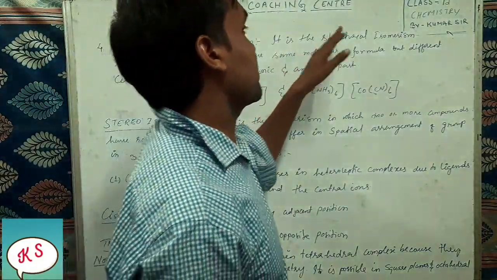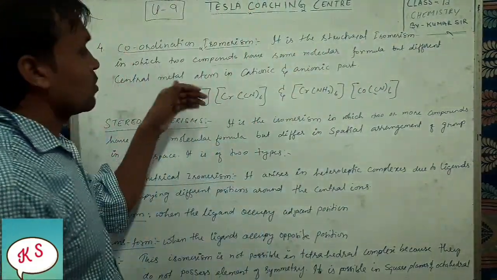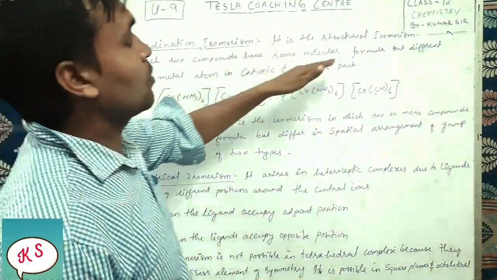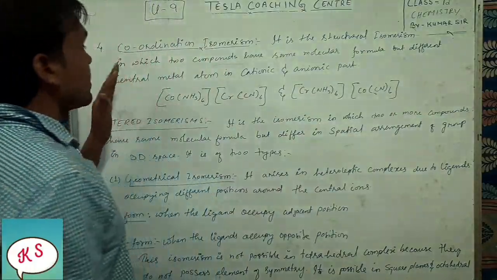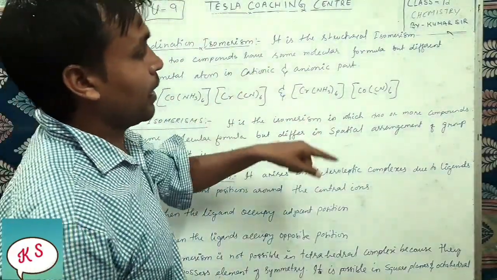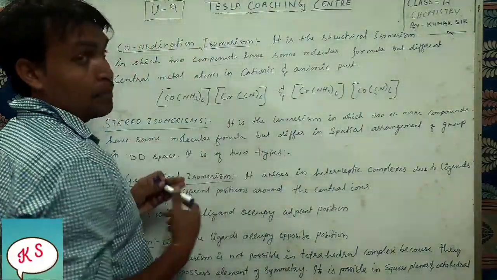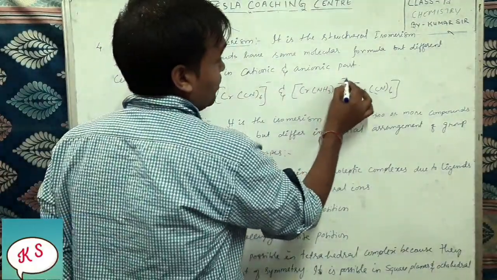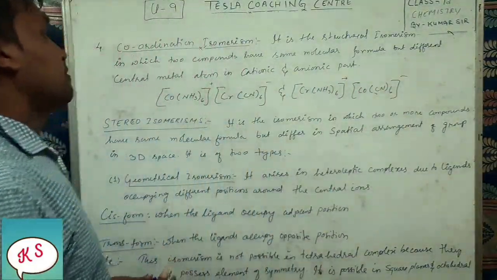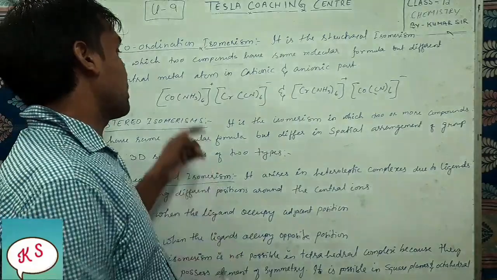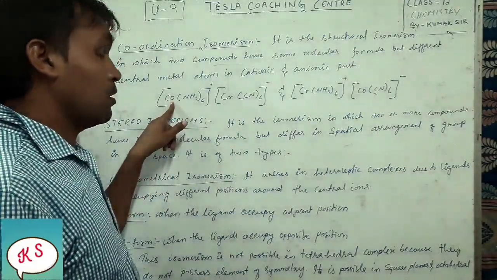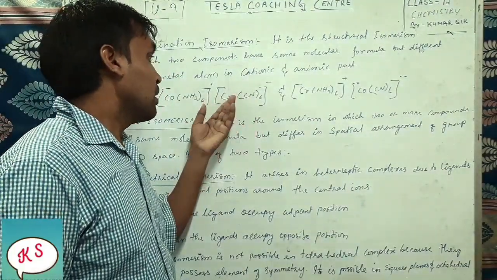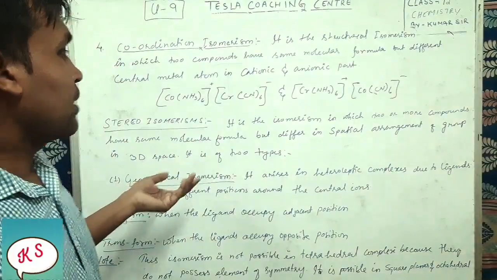It is the structural isomerism in which two compounds have the same molecular formula everywhere, but different central atom in the cationic and anionic part. As I have told you while doing IUPAC, the first one will be positive, the second one will be negative. Positive, negative, right? So in the cationic part, here you see the central metal is what? It's cobalt. In the anionic part, you see what is the central metal atom? Chromium.